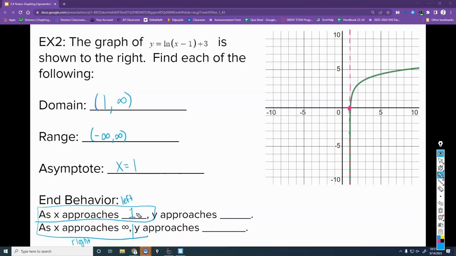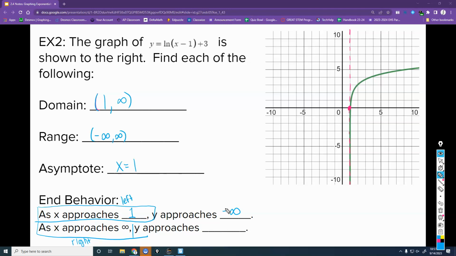So this is my left side. What happens as I go to the left side of the graph? It goes down, and down means that I need to put -infinity. Okay? Then if I do as x approaches positive infinity, that's the right side of the graph. So if I go to the right, what happens? Do I go up, down, or level out at a number? It kind of looks like it's leveling out. Is it leveling out? It's not.